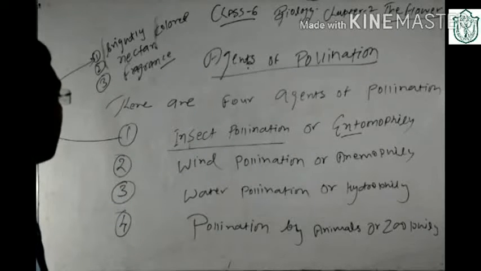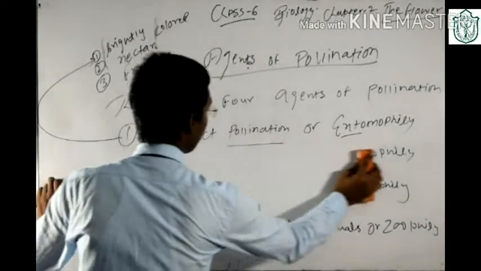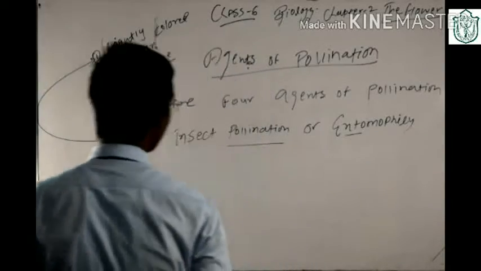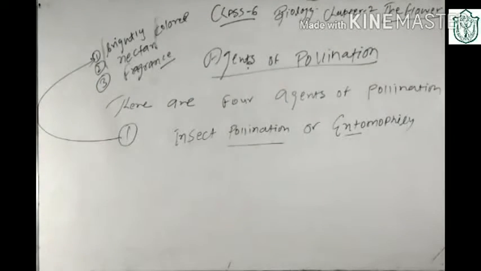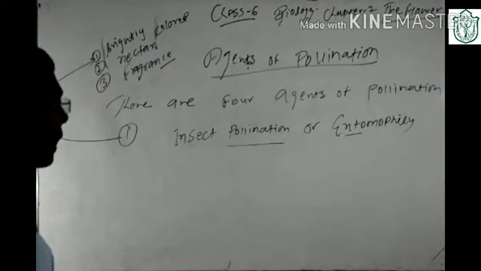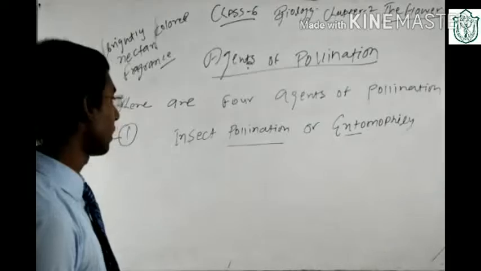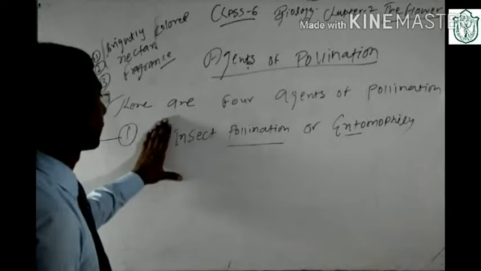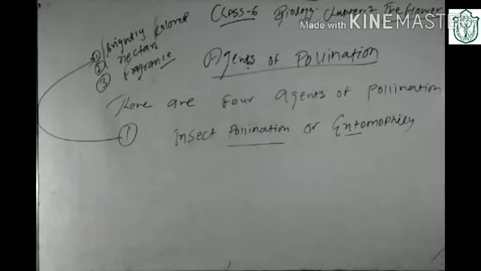So first, we are going to study what insect pollination, or entomophily, is. To get pollinated by the help of insects, a flower has some characteristics. But before coming to the characteristic features of the flower, I would like to explain how insects are helpful in pollinating a flower.